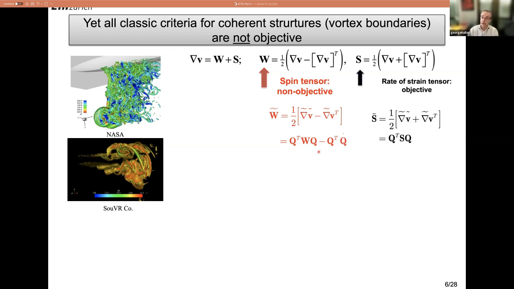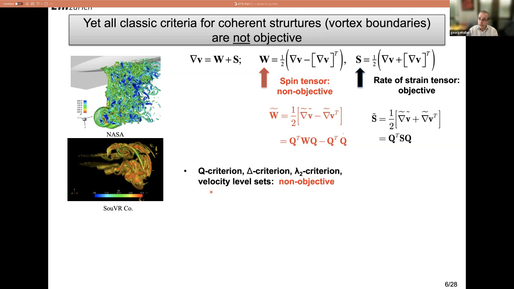That's not the problem for the strain tensor. The strain tensor transforms properly, as they say in continuum mechanics. So if people just used the strain tensor and inferred things from the invariance of the strain tensor, that wouldn't be an issue. But they use a combination of the two. So any criterion you may have heard, the Q criterion, delta, lambda 2, and all these, are non-objective because they are using a combination of these. I'll get to that maybe in a later part of the lecture.